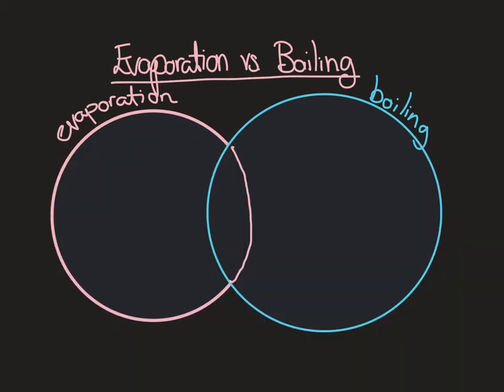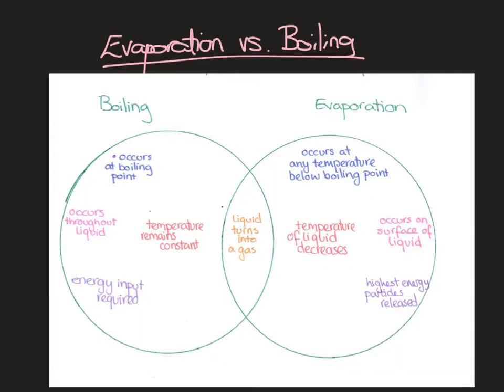Right, so we're about to go through the answers to the Venn diagram. Have your Venn diagram ready. And here we are. On this one, we've actually got boiling and evaporation the other way around from the previous diagrams, so don't get yourselves confused by that.